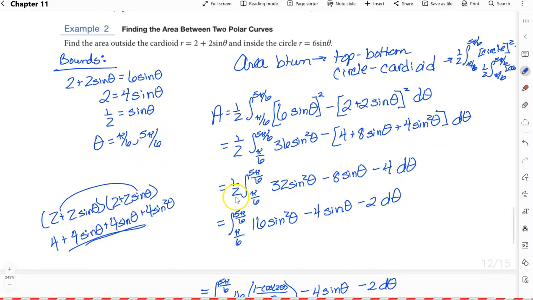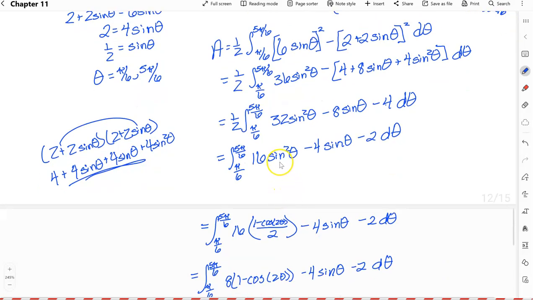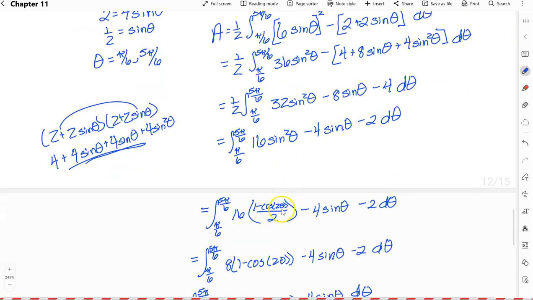That's what I'm integrating. Now I could pull that 1/2 in so I don't have to keep it on the outside. And when I do, that's going to reduce those coefficients. So I'm going to have a 16 sine squared minus 4 sine minus 2. So I can integrate sine and then that -2 pretty easily, but I've got to use a power reducing formula for sine squared. Sine squared is equal to 1 minus cosine of 2 theta over 2.